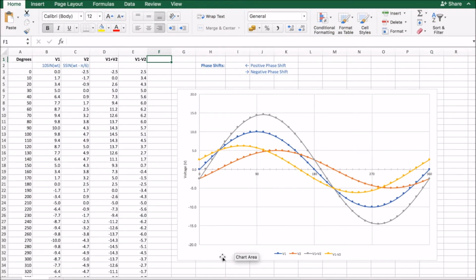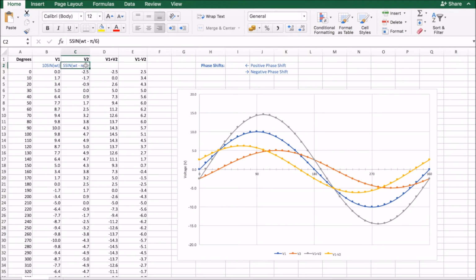So now that we've produced two new waveforms on our graph, V1 plus V2, which is represented by the grey trace on our graph, and V1 minus V2, represented by the yellow trace on our graph, we can determine some of the properties of these two new waveforms and use these to come up with two formulas that represent these waveforms, much like the two formulas that we started out with here for V1 and V2. We can come up with a formula for V1 plus V2 and a formula for V1 minus V2.